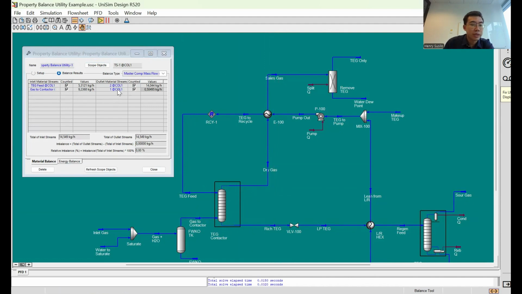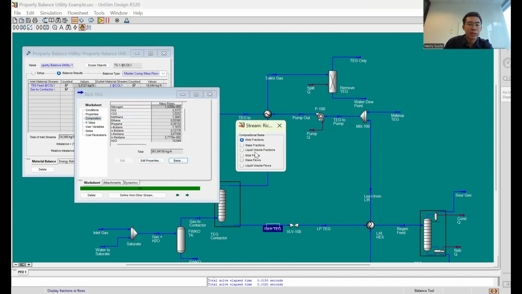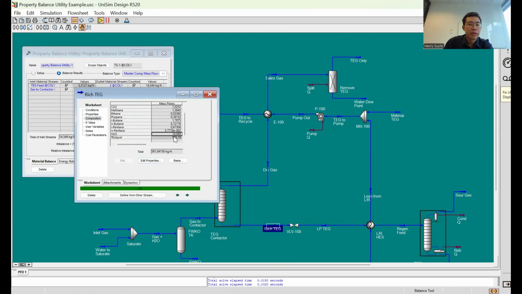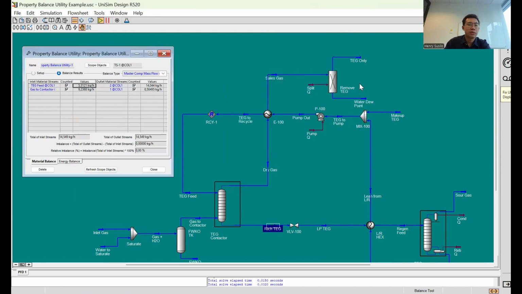Okay, so we could see at the gas to contactor we have 9 kg of water, TEG feed 5 kg of water. With the outlet, most will be going to the number 2, which is this rich TEG. If we take a look here, basis to mass flow, we could see that the H2O value is the same, 14.044. So this way we could also observe the balance between the inlet and outlet. Of course, because this is an ideal steady state model, the balance will be 0.